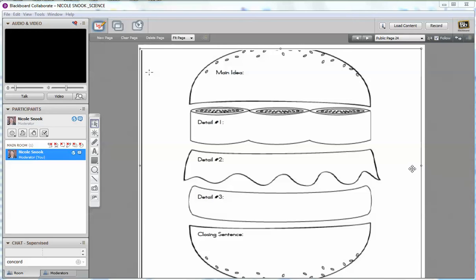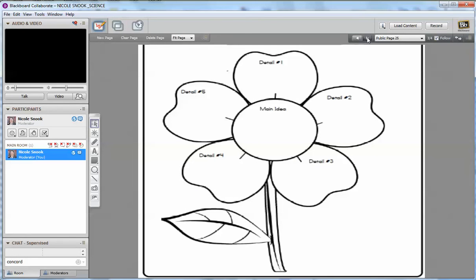So I have a couple of examples of graphic organizers here that I thought were kind of fun. This is hamburger writing, and this is flower writing. And both of these are used for writing one paragraph.